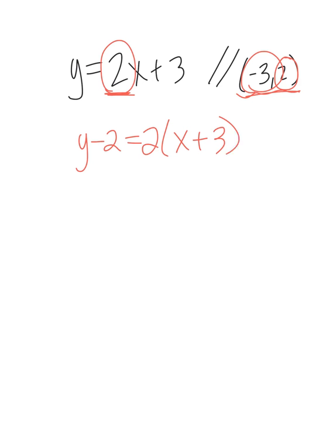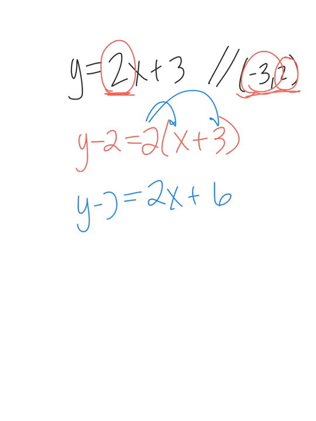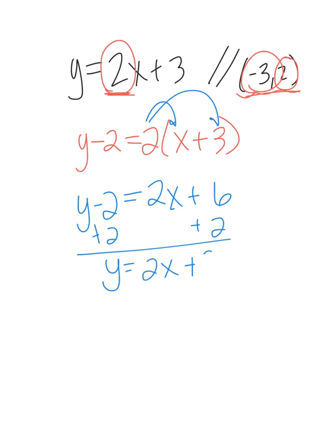Then I would decide what form I need it in. Let's say I need slope-intercept. I would distribute the 2, so it would be 2x plus 6 equals y minus 2. Then I add 2 to both sides. So y equals 2x plus 8. This line is parallel because the slope is 2, and it originally contained that point -3, 2.